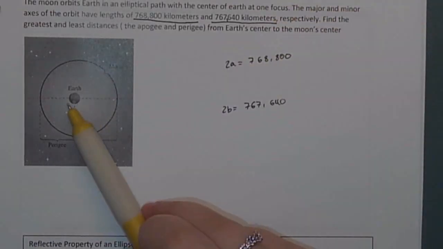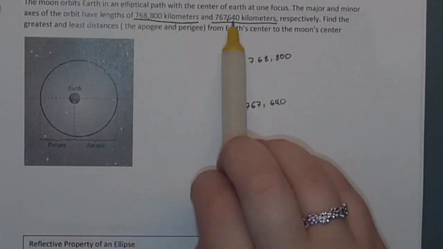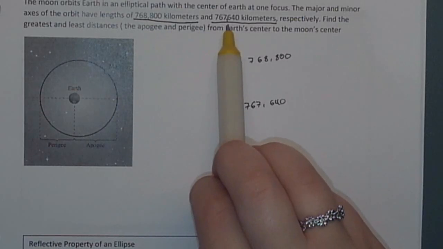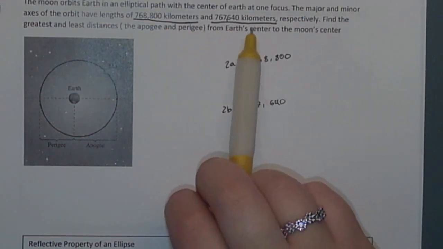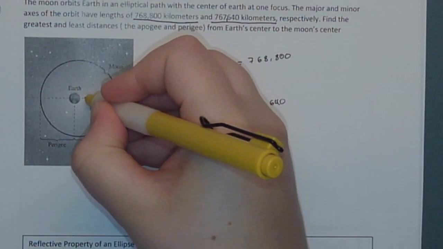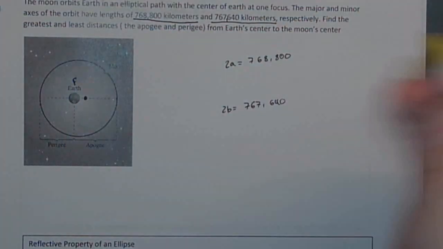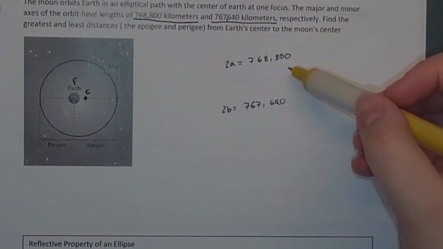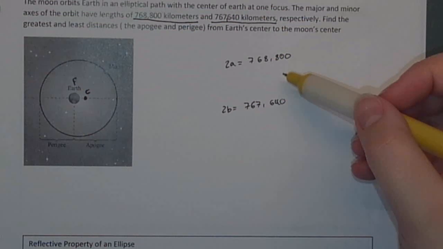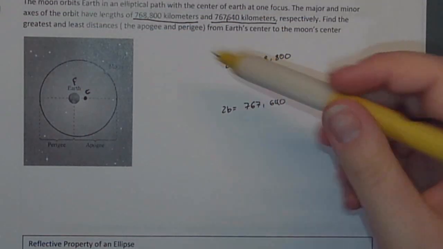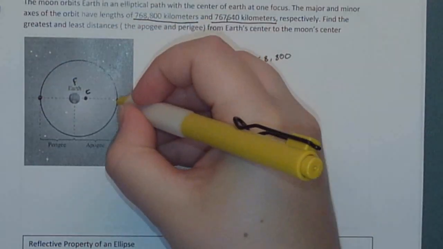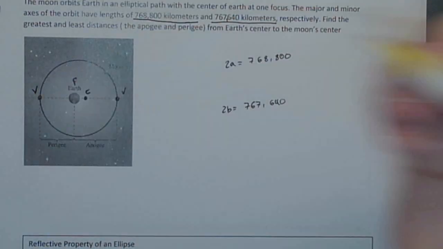So basically the Earth is at one of the foci. And these two are both the major and minor axes of the ellipse. So basically our center of the ellipse is somewhere here and the Earth is at one of the foci. So this would be our center, right? So 2a is the major axis, and since the Earth is on the focus, these two would be the vertices of the major axis.